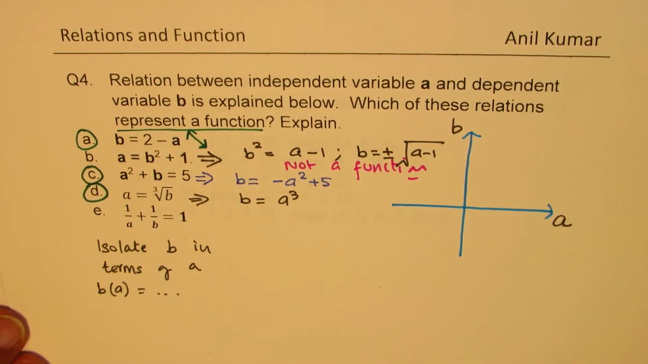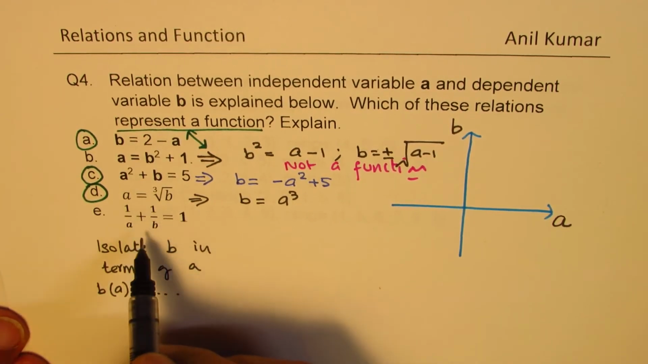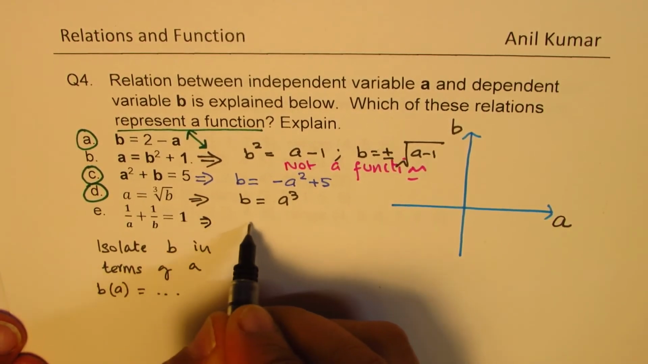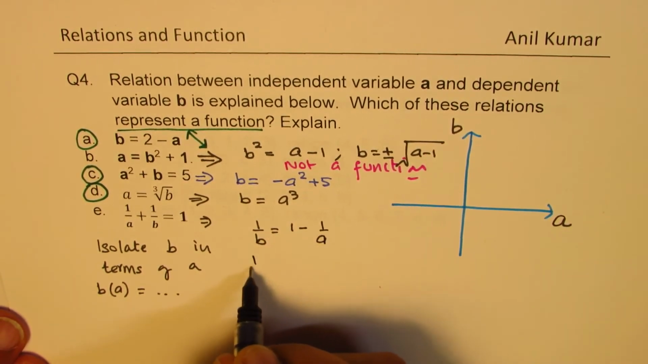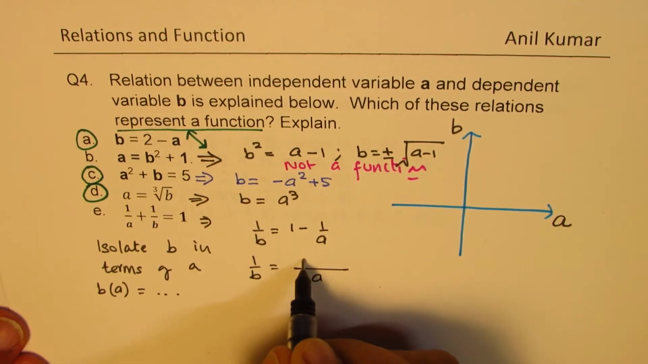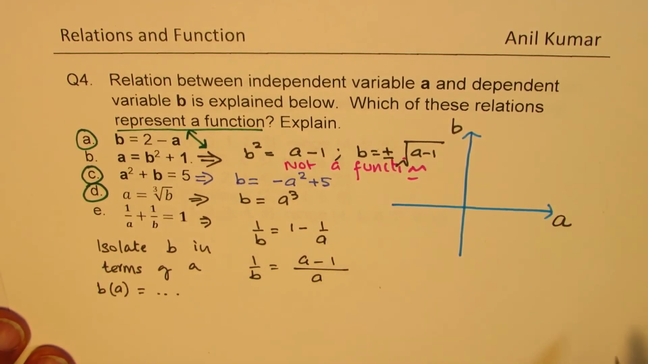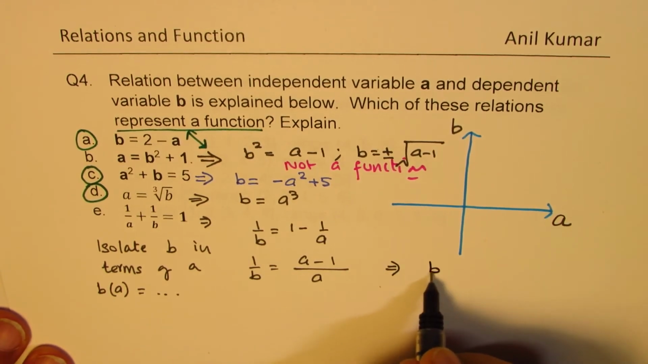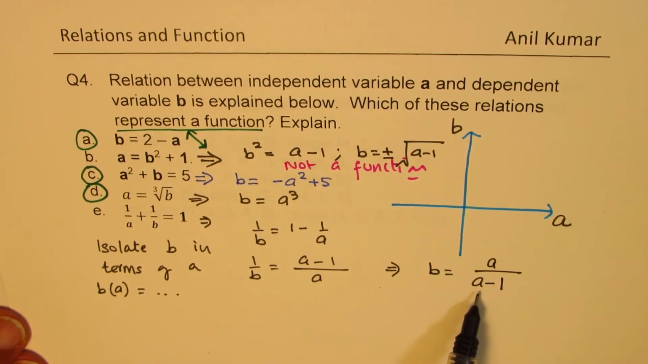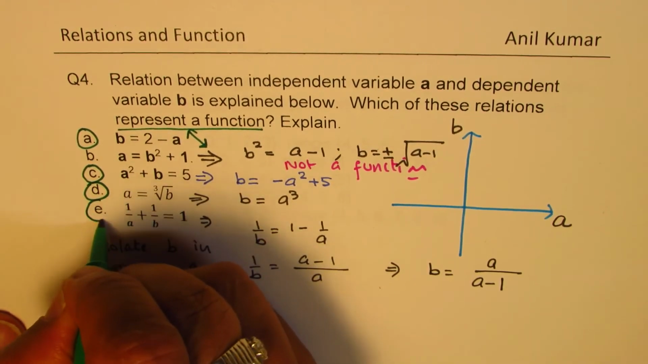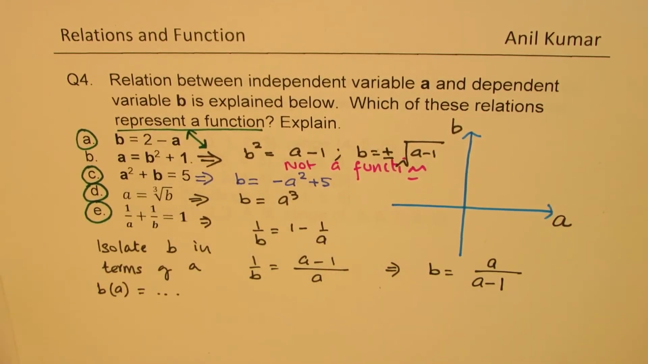The last example here is 1 over A plus 1 over B equals 1. So let's try to isolate B here. So we get 1 over B equals 1 minus 1 over A, right? So I can write 1 over B as (A minus 1) over A. So when you flip this, what do you get? You get B equals A over A minus 1, right? So for every value of A, we'll have a unique value of B, and therefore it is a function. Later you will learn this is a rational function. Perfect. So that is how we can actually answer this question.